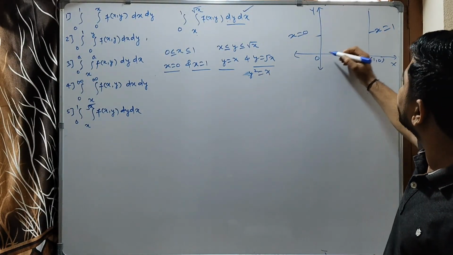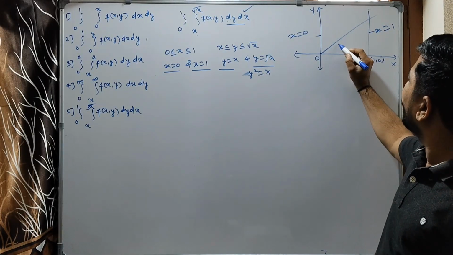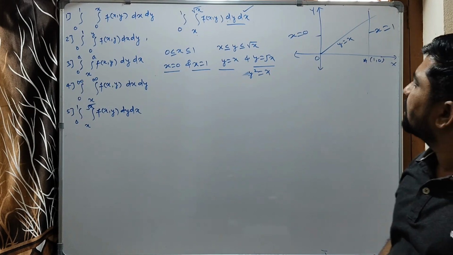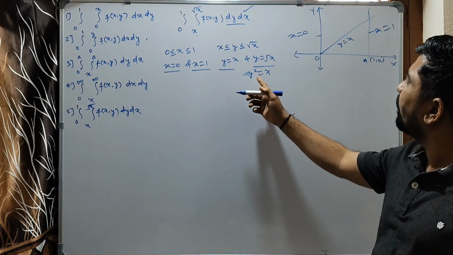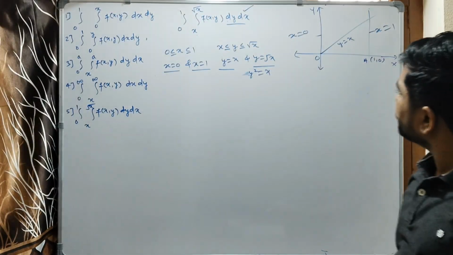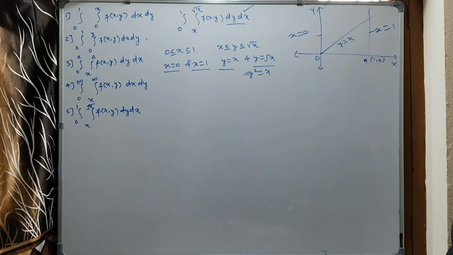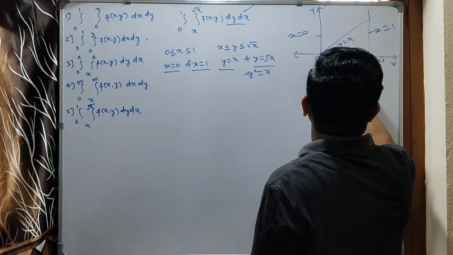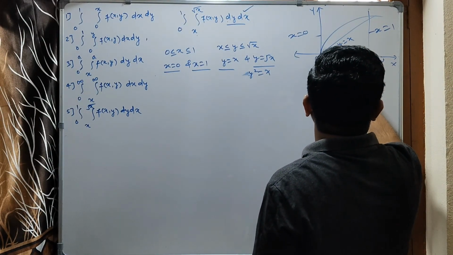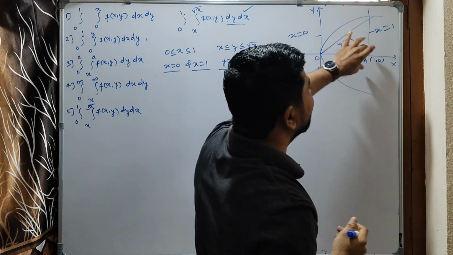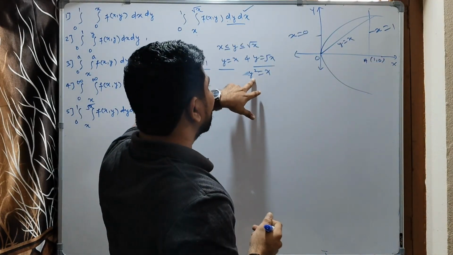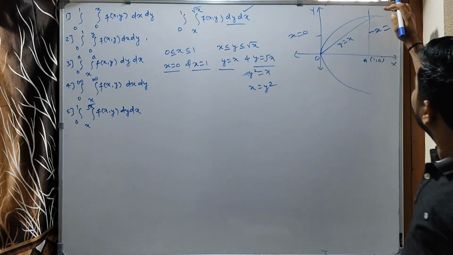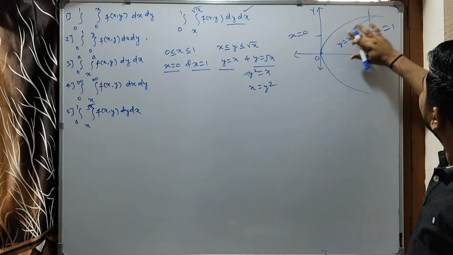Now y equal to x is a line passing through the origin, so I am taking this line y equal to x, and then y equal to root x, which means x equal to y square. Let's say I am drawing this region: this is the parabola which is symmetric about the x axis, x equal to y square. So this is my line.